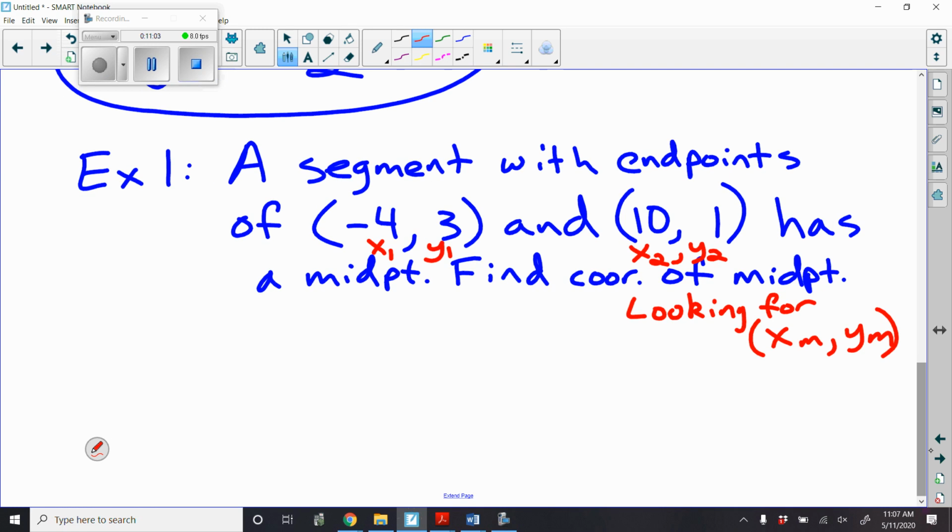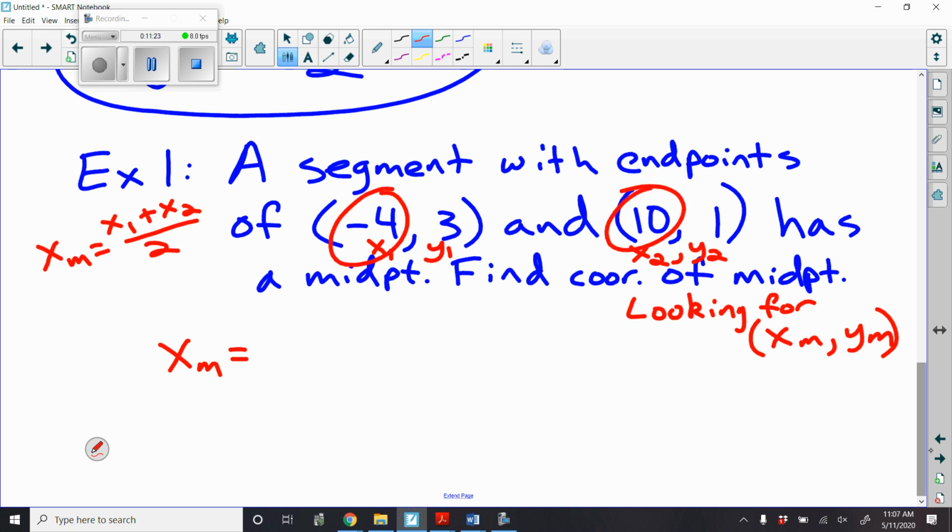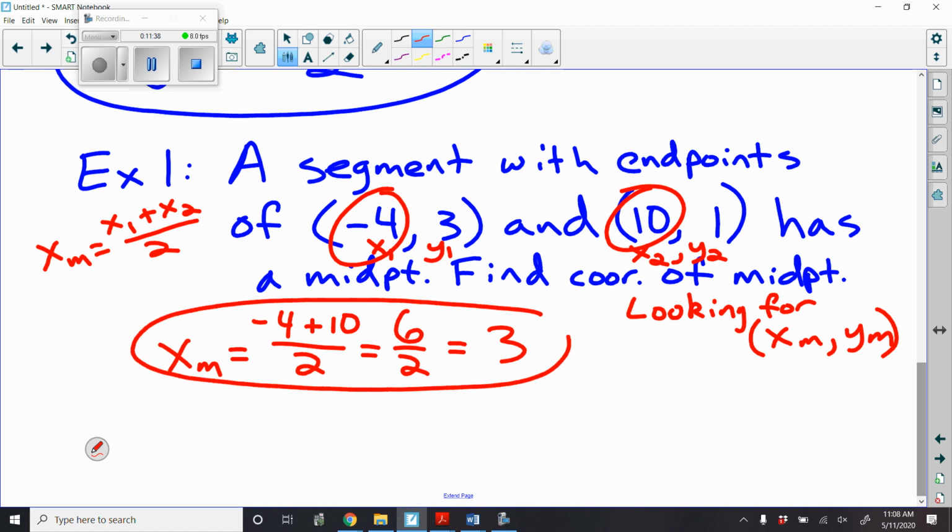So here's what I'll say. We'll start with the x midpoint. So I'm going to say x sub m equals. And now I know I have to do, as just a reminder, I just have to add my x1 and my x2. So I'm going to add up these and divide by 2. So I'm going to get -4 plus 10 over 2. All right, and I'm just going to break this down. -4 plus 10 is 6. And 6 divided by 2 is 3. So I found x sub m to be 3.